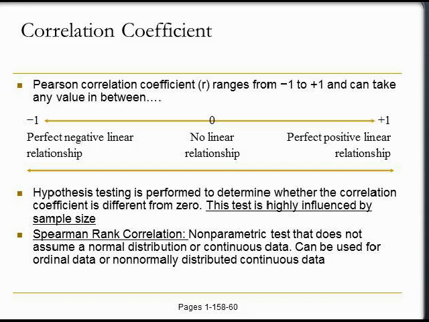Spearman rank correlation is the non-parametric cousin to Pearson's, and this can be used when it's not a normal distribution or we don't have continuous data. So it can be used for ordinal data or non-normally distributed continuous data.